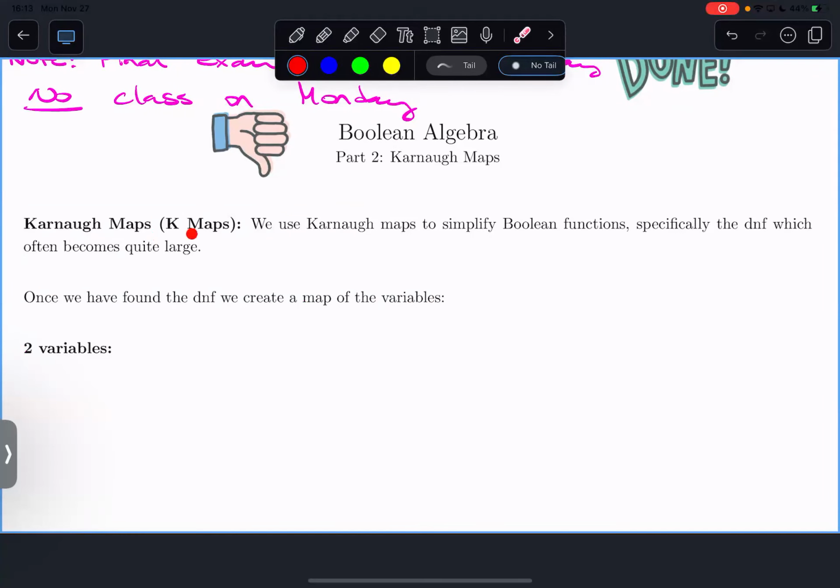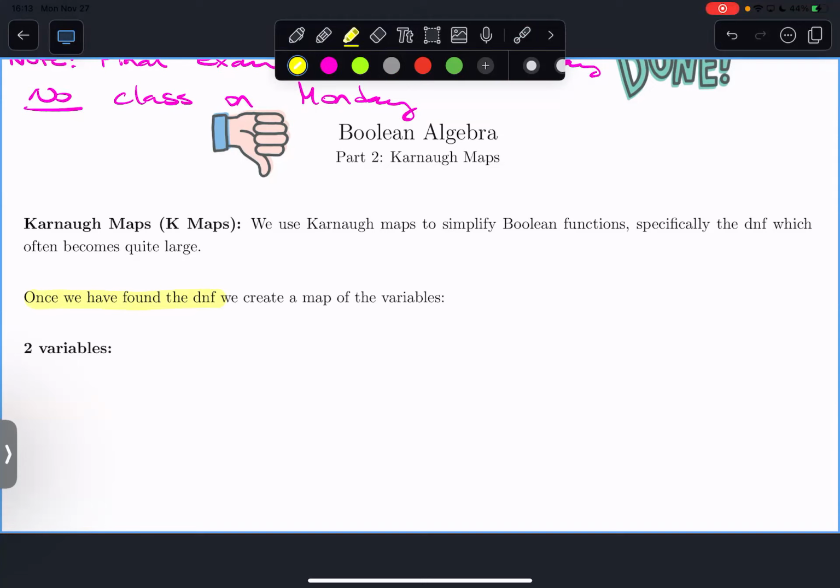Should I read it nice and slow and low? Karnaugh maps, K-maps. We use maps to simplify Boolean functions, specifically the DNF, which can get quite large, as we saw last day. Once we've found the DNF, which is where we're going to start from today, we can create a map of the variables.